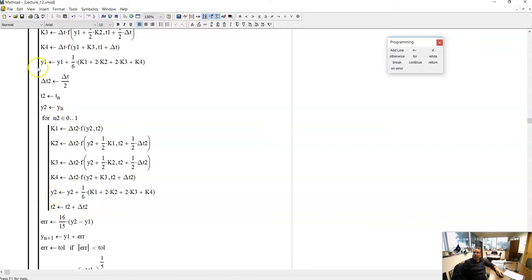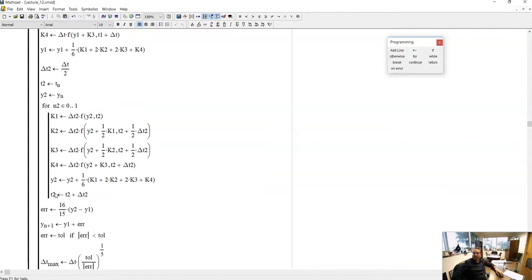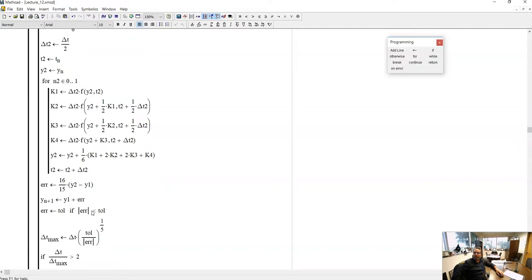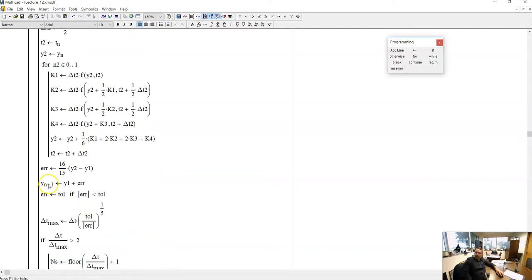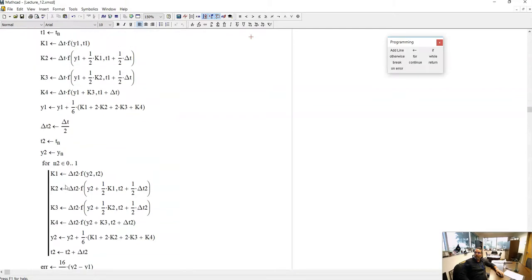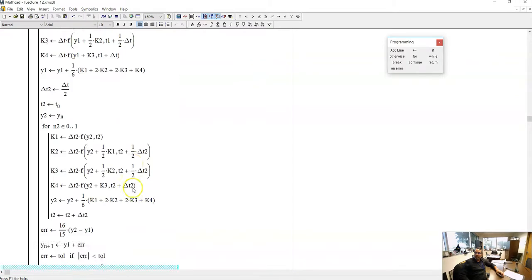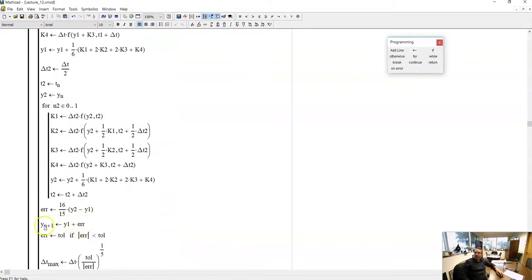So y2 and y1 are my two estimates of the solution. I expect y2 to be slightly better than y1 because this one was estimated using smaller time steps by a factor of 2. The error in the approximation is 16 over 15 times (y2 minus y1), as defined by the formulation that we derived. So the next estimate of the solution, y n plus 1, is equal to the solution of the previous time step y1, the one we called y1 originally here, plus the error. All right, so this is the best approximation that I can get at the next time level using two estimates of the solution.